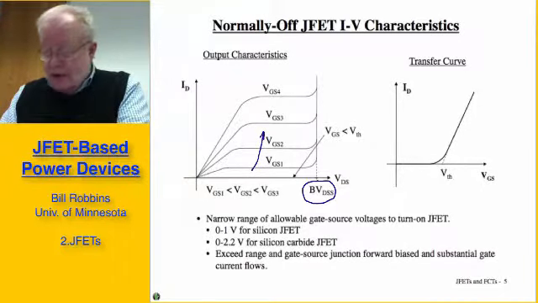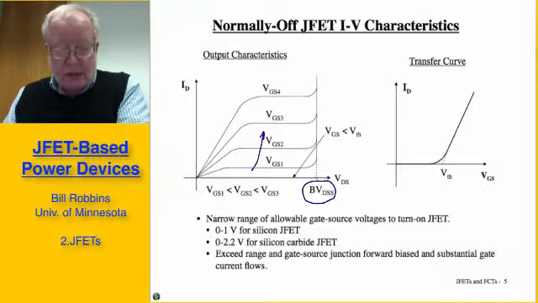The transfer characteristics are very similar to those of a MOSFET. Once you exceed the threshold voltage, the drain current becomes linearly proportional to the gate to source voltage. However, I want to re-emphasize there's a fairly narrow range of allowable gate to source voltages to turn on this normally off JFET. In silicon, it's on the order of about 0 to 1 volt. In silicon carbide, because of the larger bandgap of the material, the range is about 0 to about 2.2 volts.